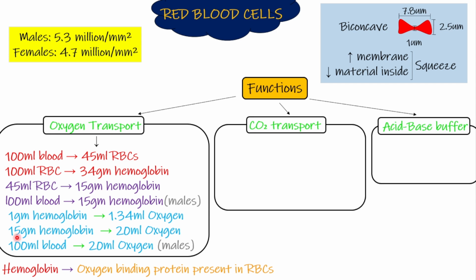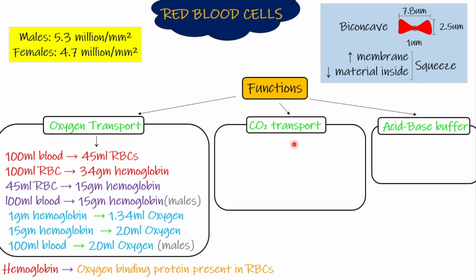So this is where everything was leading. The calculation for 100 ml of blood requires the amount of RBCs, then the amount of hemoglobin in those RBCs, and then the ability of the hemoglobin to carry oxygen. So finally, 100 ml of blood is able to carry 20 ml of oxygen.